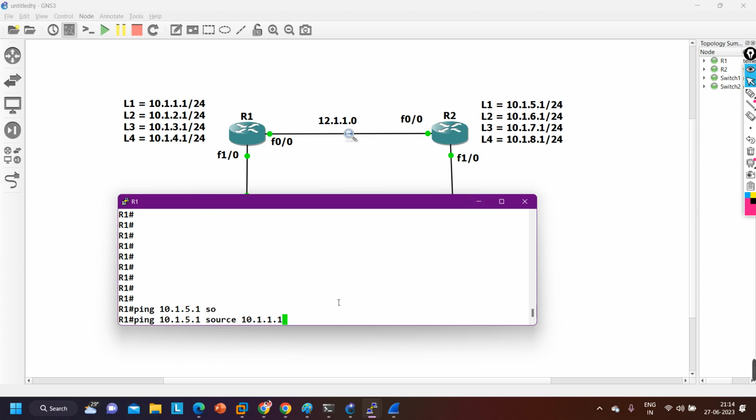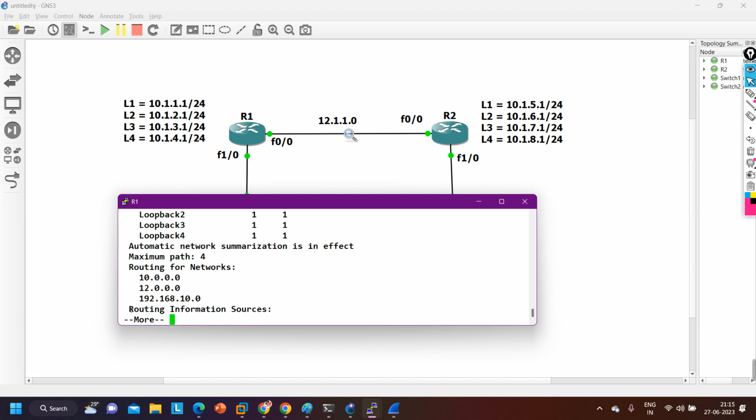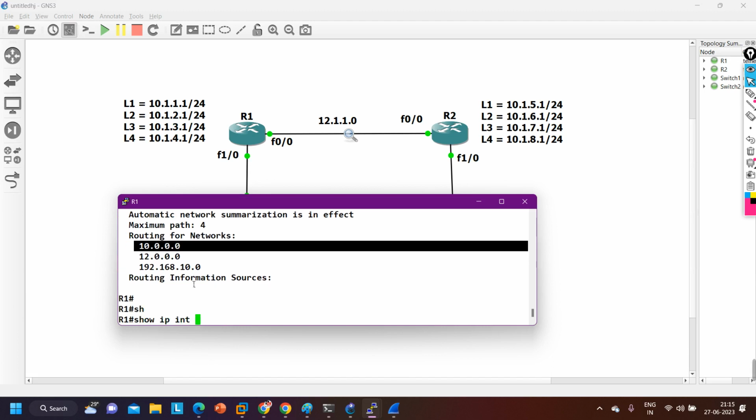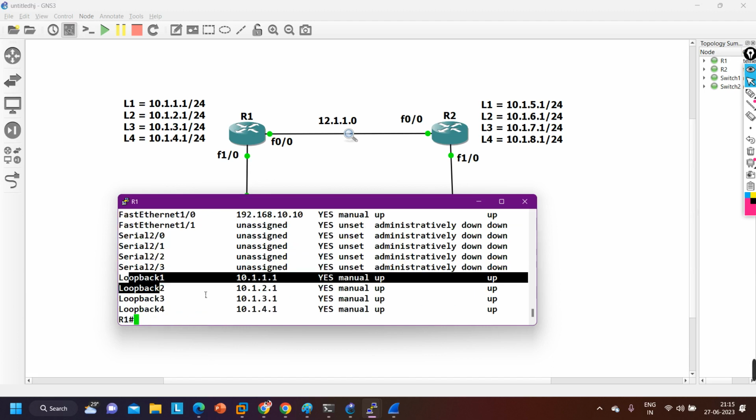No, I cannot define the R2 loopback on R1. It will be advertised by RIP. I have advertised all loopback interfaces in the RIP routing protocol. Here you can see, show ip protocol, this network is running, and show ip interface brief, these are the loopbacks.